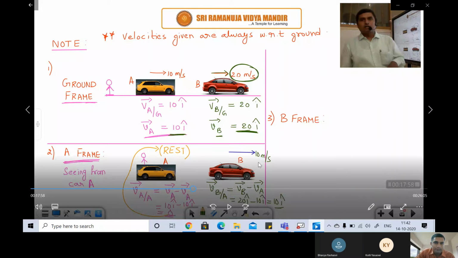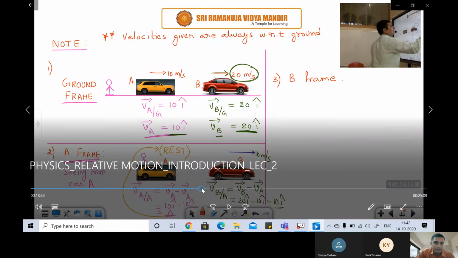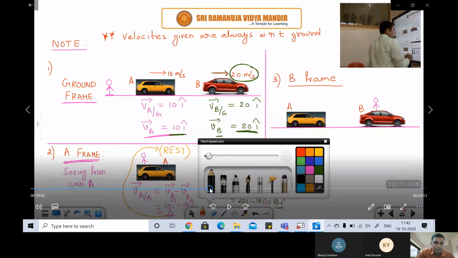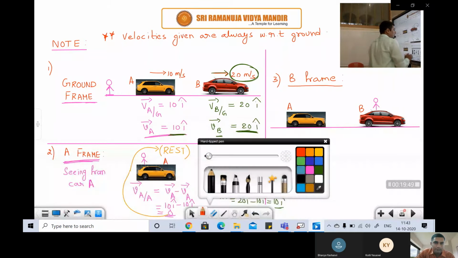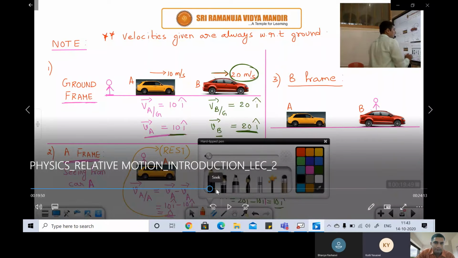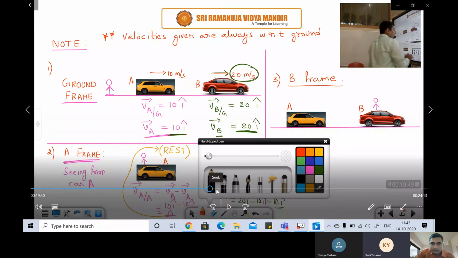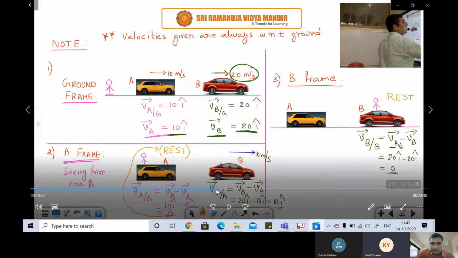Correct. Now let us see the same thing from B frame. What is meant by B frame? You are going and standing on B. Now B is at rest, sir. Why? Because you are standing on B and observing B only. So therefore B is at rest. Now what is the velocity of A? Tell me.